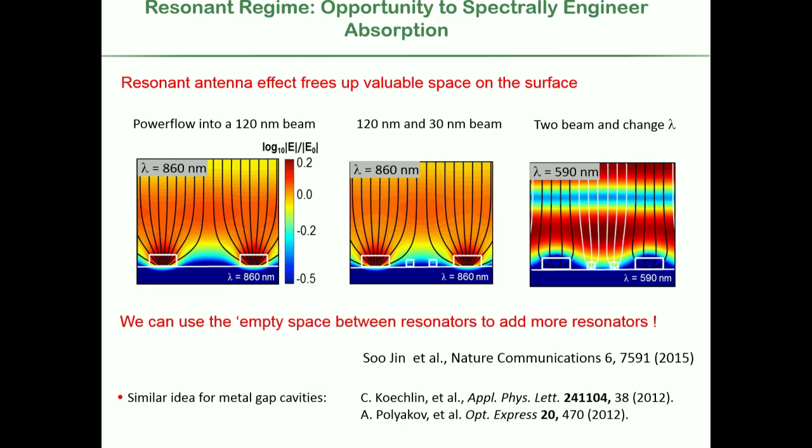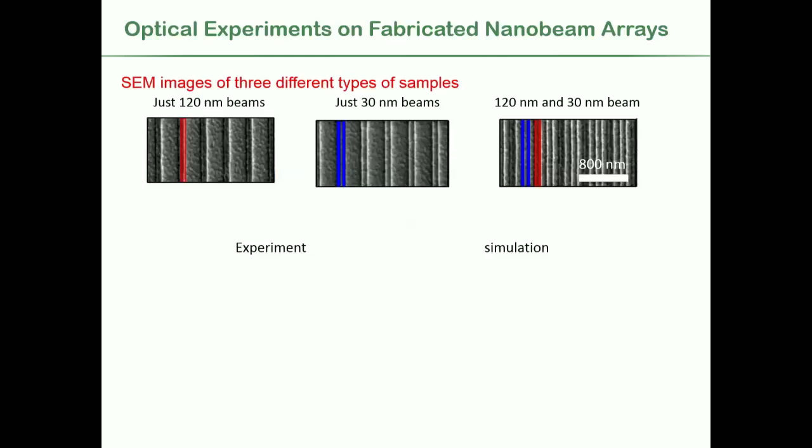And if I put some smaller ones in between, note that the power flow at this wavelength is hardly affected. However, if I move to another wavelength, where the small beams are resonant, they suddenly can grab a lot of extra power that wouldn't have flowed into this surface if I didn't interleave the small and the big beams. So you have an interesting opportunity, because the optical cross-sections are big of these resonator structures, to start interleaving geometrically many resonant structures to manipulate the absorption spectrum.